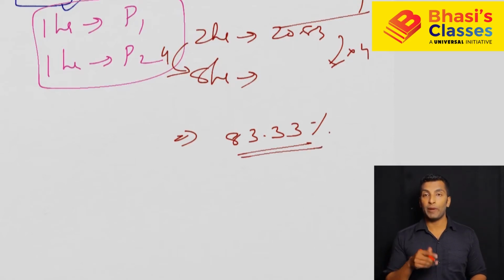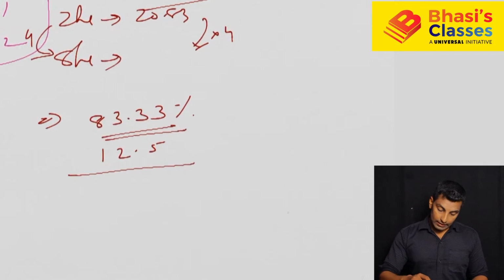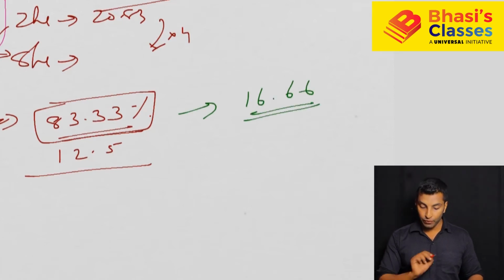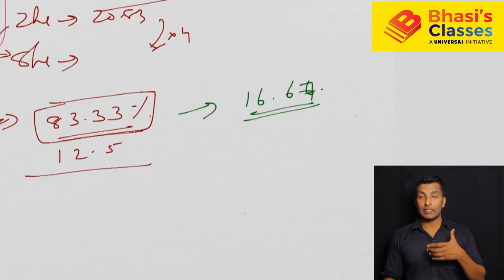Now, what is going to happen? Odd hour, 9th hour. Which pipe will be open? P1. So P1 will fill how much? 12.5. As of now, 83.33 is filled, right? How much is required to be filled now? 16.66 is what you need to fill now, 16.67.